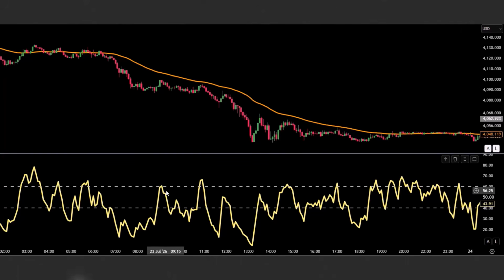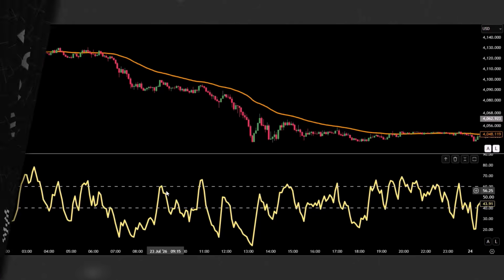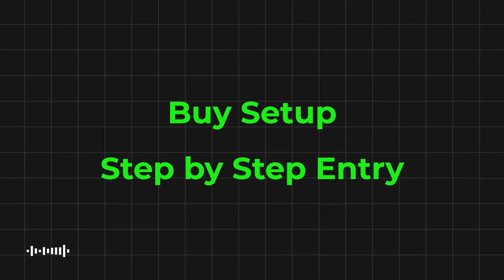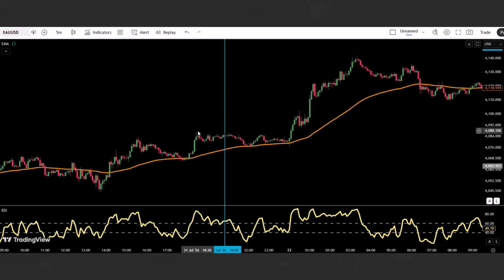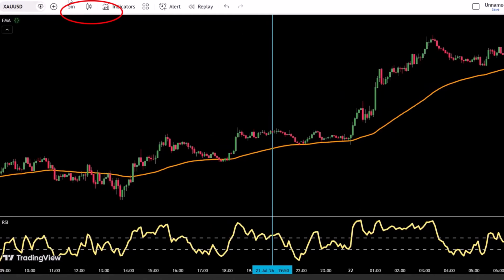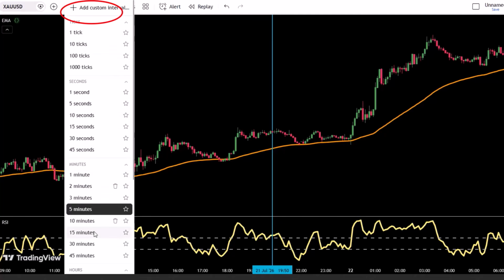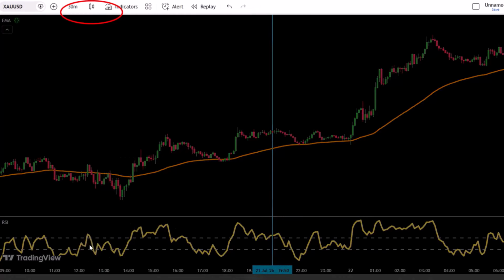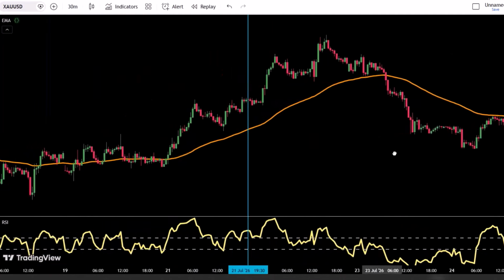The next step is the most important part, seeing exactly how to enter a buy trade on the chart. Buy setup, step-by-step entry. Now let's see how all parts of the strategy work together in a real buy setup. First, we check the trend. Before entering on the 1 minute or 5 minute chart, we switch to a higher time frame such as the 30-minute or 1-hour chart. We want to see an uptrend.